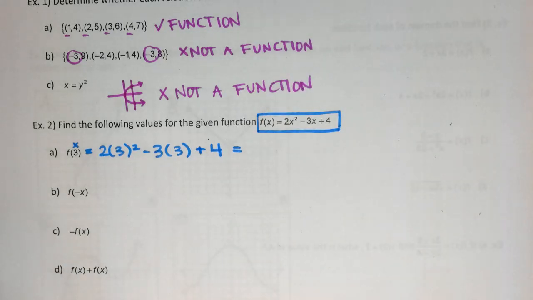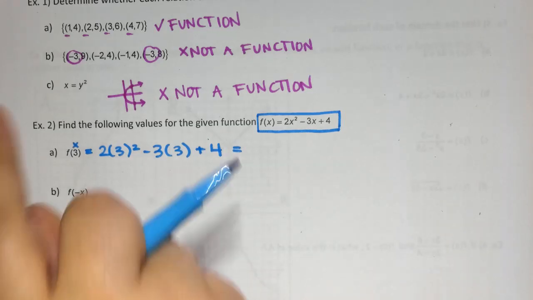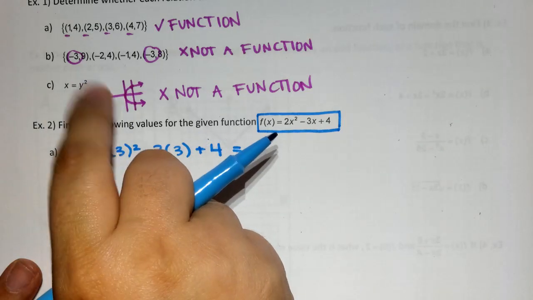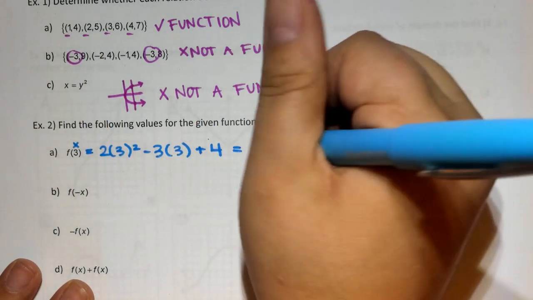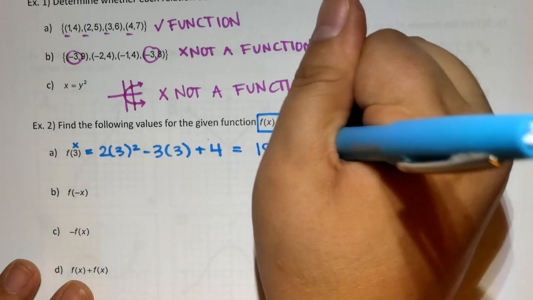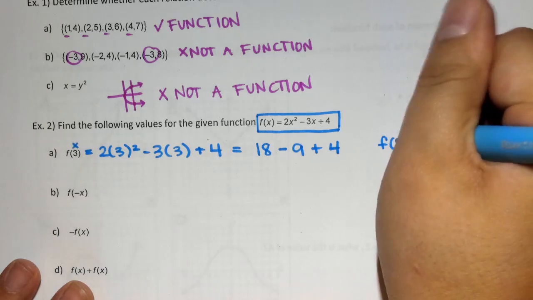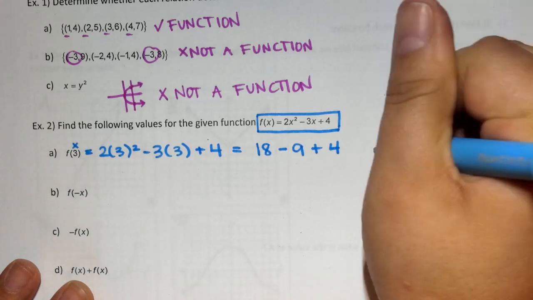What is 3 squared? 2 times 3 squared. What is 2 times 3 squared? 18. Please be careful. You need to do the squared first, then multiply by 2. PEMDAS. Exponent comes first, then multiplication. So this is going to be 18 minus 9 plus 4. What does that give me? So f(3) equals 13.